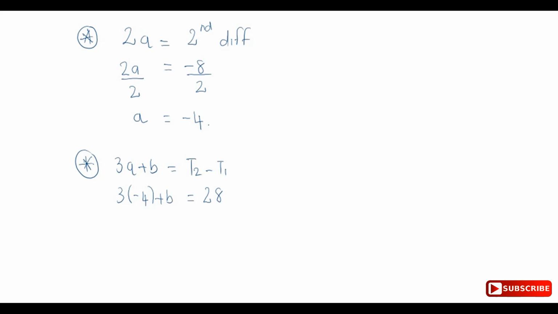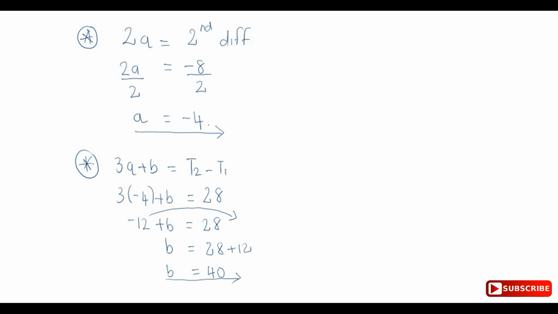So it's 3 times -4, which is -12, plus B, which is equal to 28, and then B is equal to 28. We're simply going to move this -12 to the right hand side, and it becomes +12. So your B is equal to 28 plus 12, which is 40. Okay, so that is your value of B.